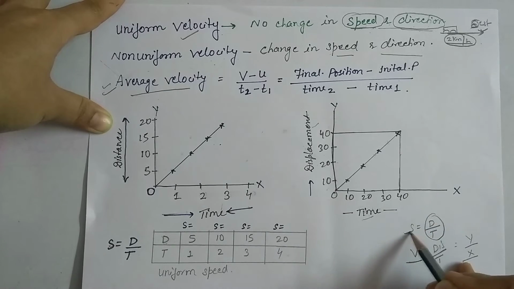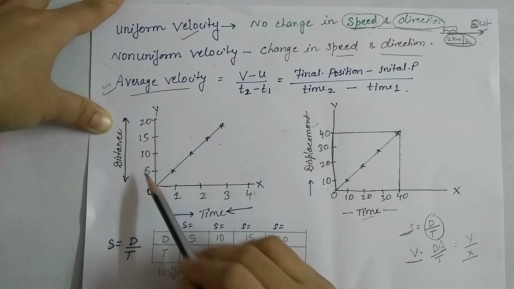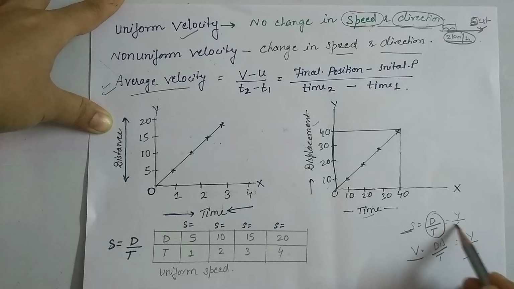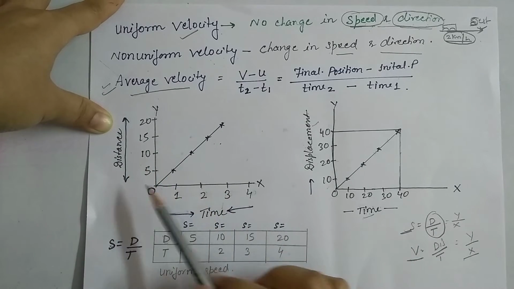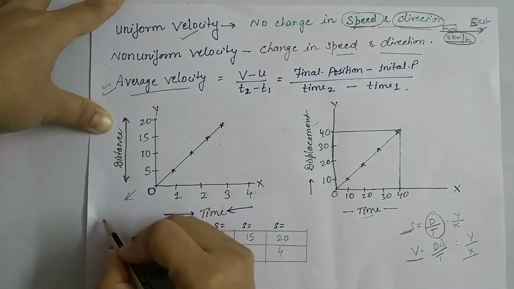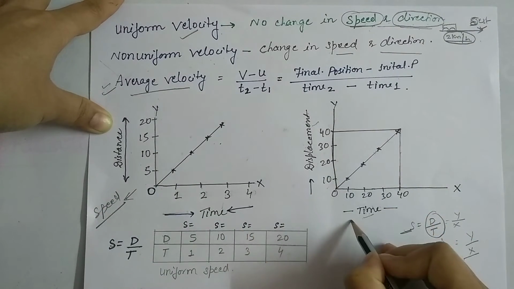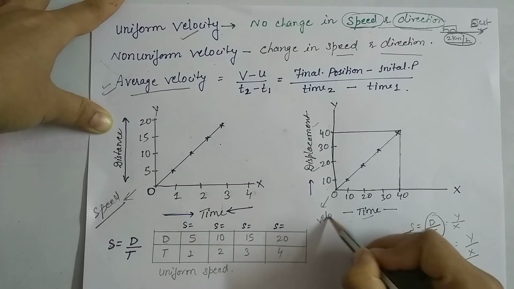For finding the speed, we have to make a graph of distance and time, because speed is equal to distance by time. So y by x, that is your distance and time graph, shows the speed, and the displacement and time graph shows the velocity.